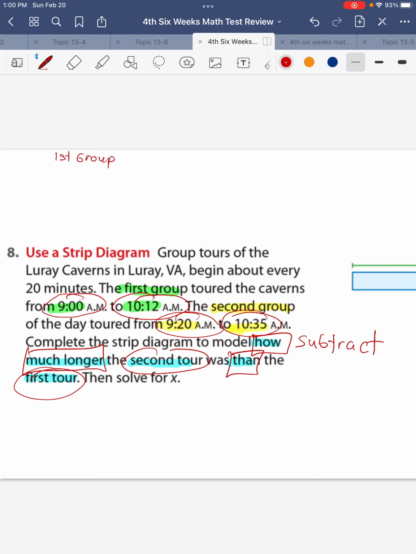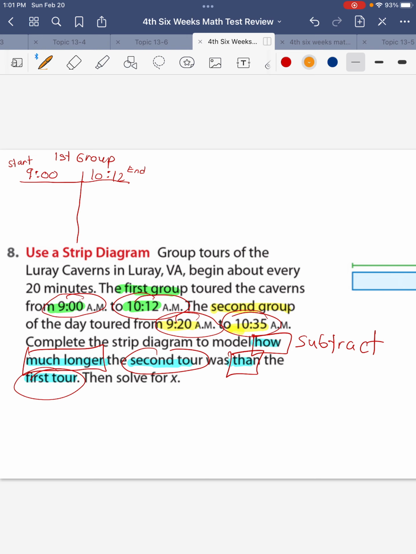In the first group, it starts at 9 a.m. This is my starting time. It starts at 9 a.m. and it ends at 10:12. I'm going to put end here. I want to know how long it took to get from 9 o'clock to 10:12.